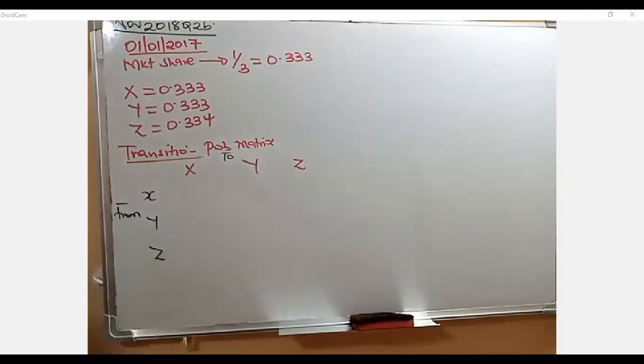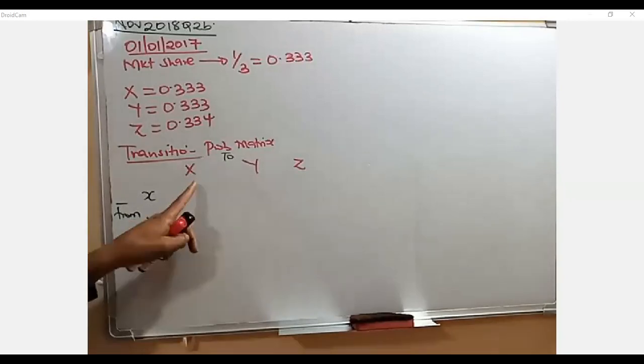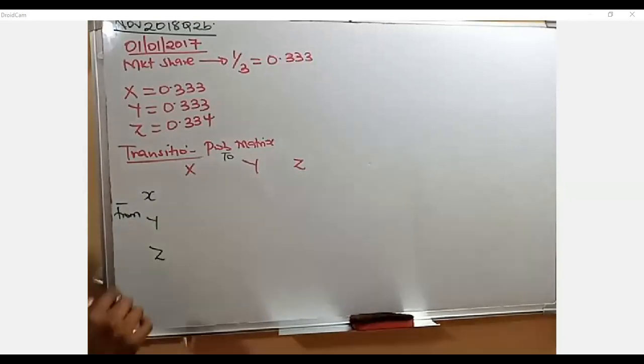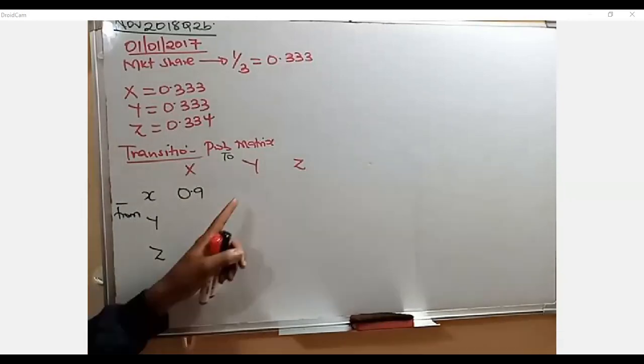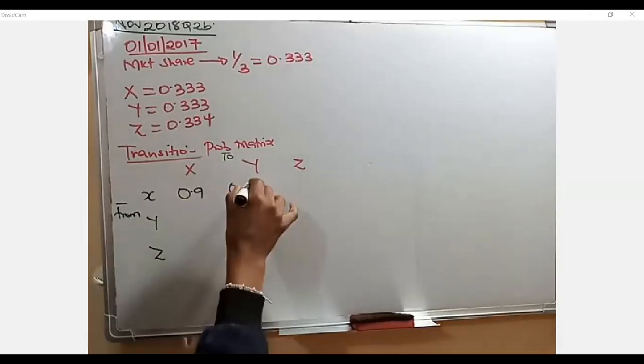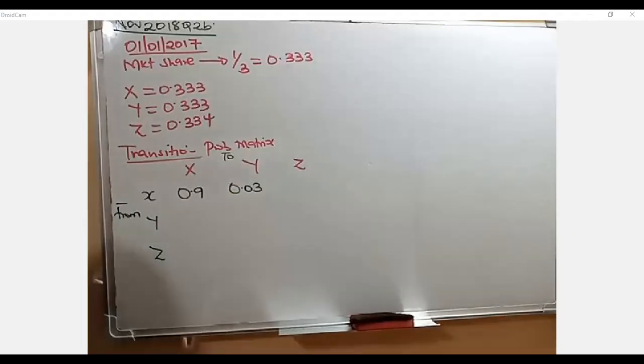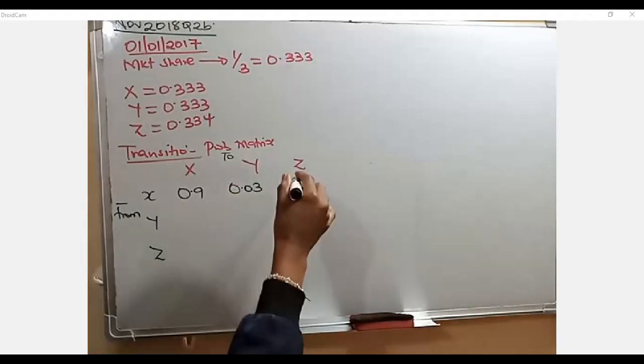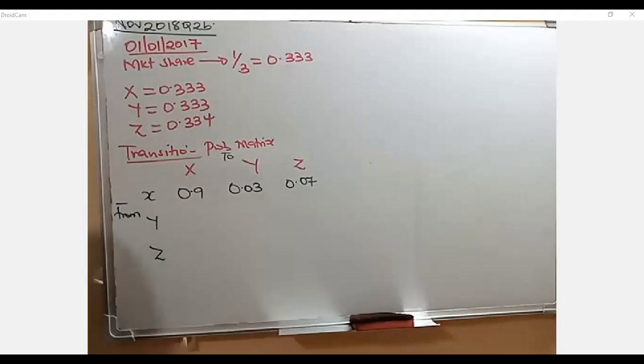Now, when I look at additional information 1, X Limited retained 90%, so X Limited was able to retain 90%, that is 0.9, right? And then we are being told of the customers that it has lost 3% and 7% to Y and Z. So customers equivalent to 0.03 have moved to Y, and the other 0.07 have shifted to Z.